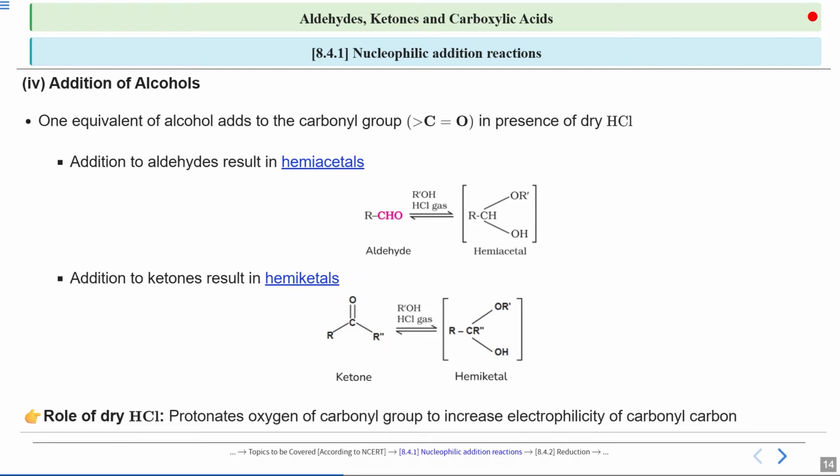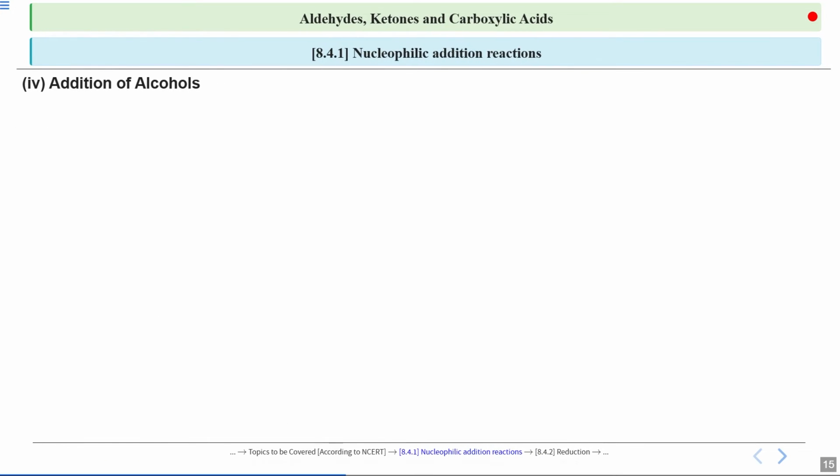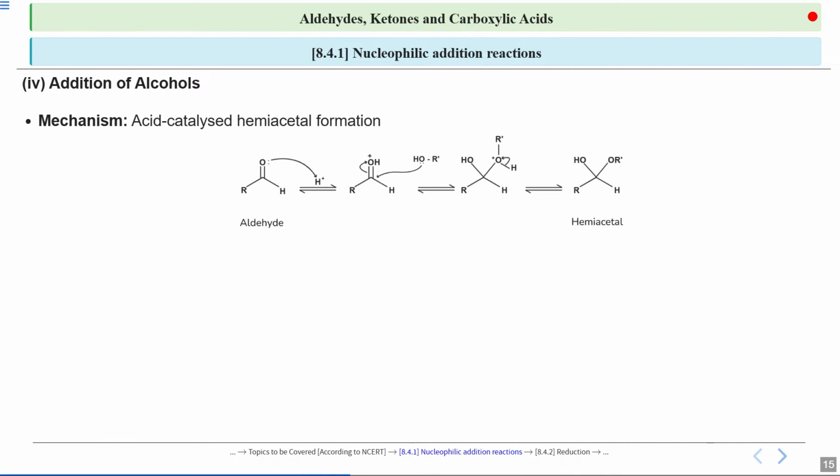So what is the role of dry HCl? The role of dry HCl is that it acts as a catalyst by protonating the oxygen of the carbonyl group. We will see now in the mechanism that it acts as a catalyst which protonates the oxygen of the carbonyl group. So it makes the carbon more electrophilic. If the carbon becomes more electrophilic, it will be easier for the alcohol to attack. So now we will see the mechanism.